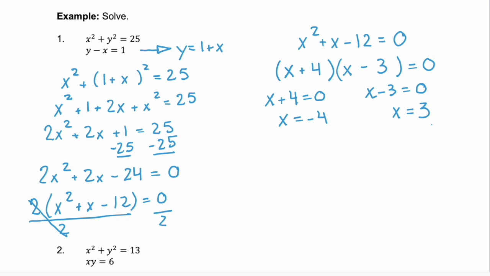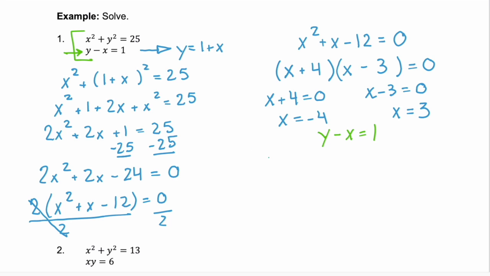But we're not done here. Remember, we're trying to find the solution to a system, which means we need x, y pairs. We have an x, so we want to go back to our original equations, pick one of them, and find y. Remember, it doesn't matter which one you pick, so pick the easier equation to work with, which here is that linear equation. So we're going to use y minus x equals 1.